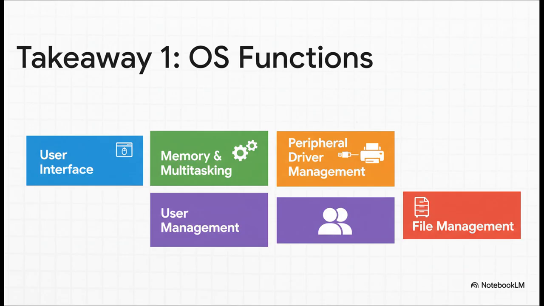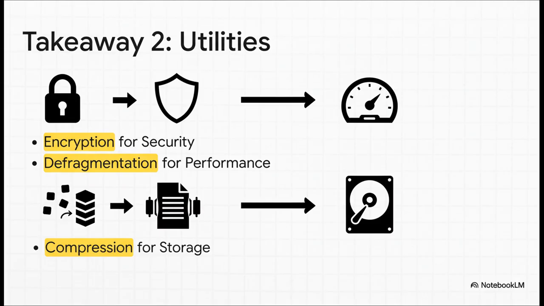User interface, memory and multitasking, peripheral management, user management, and file management. Get those locked in your brain. And takeaway number 2, know the purpose of those 3 main utilities. The easiest way is to link the word to the benefit. So encryption is for security, defragmentation is for performance, and compression is for storage. Security, performance, storage. Got it?